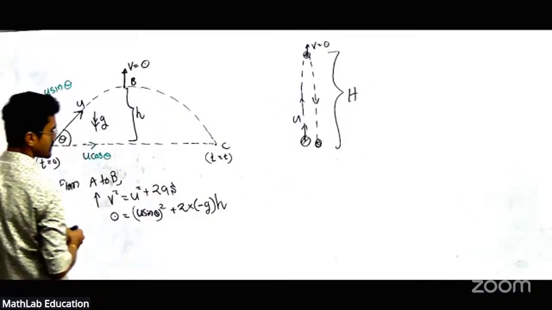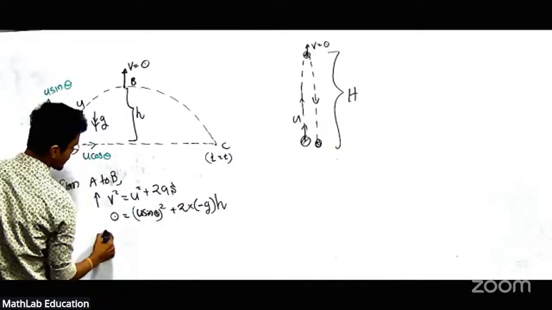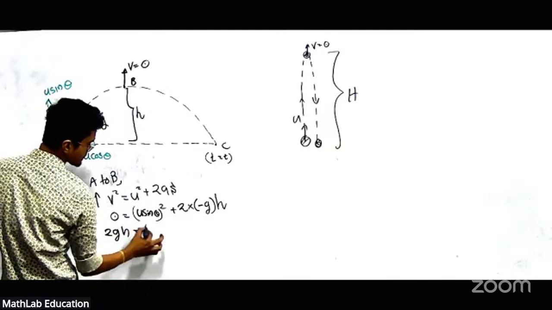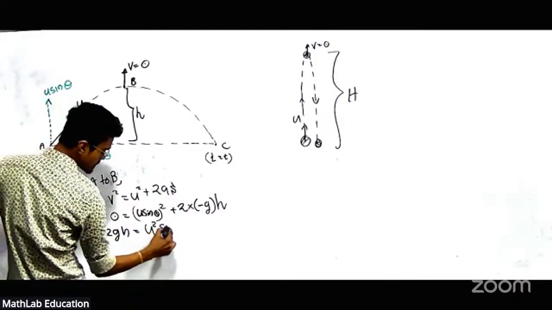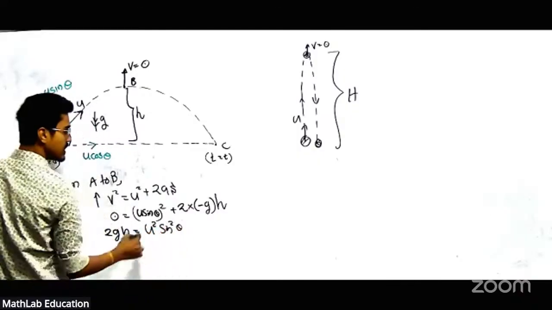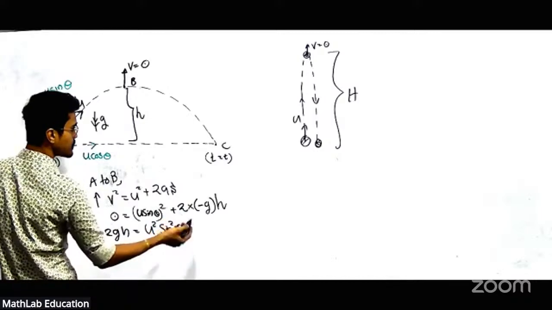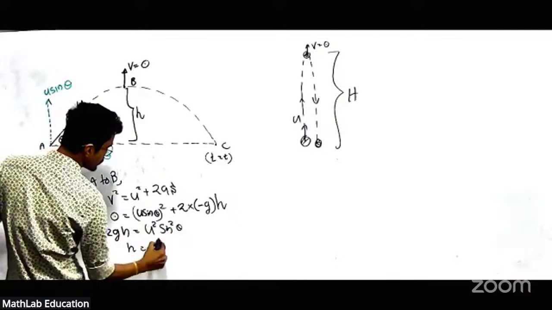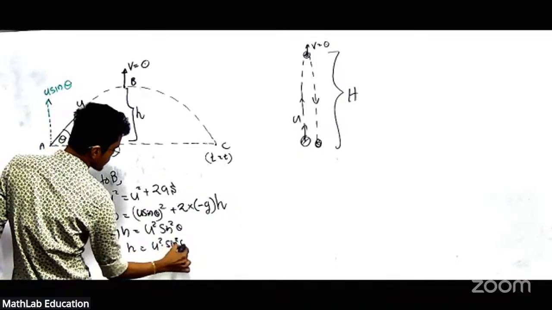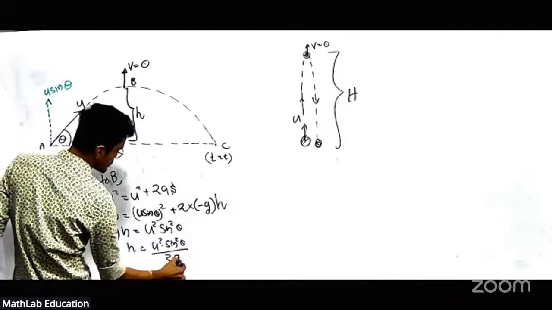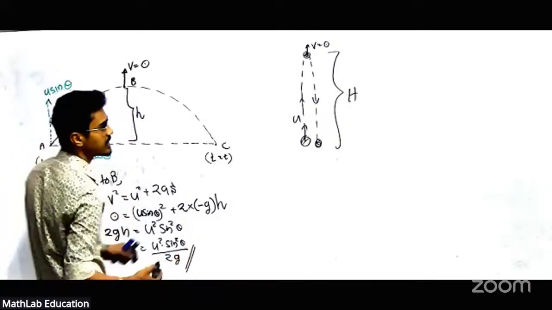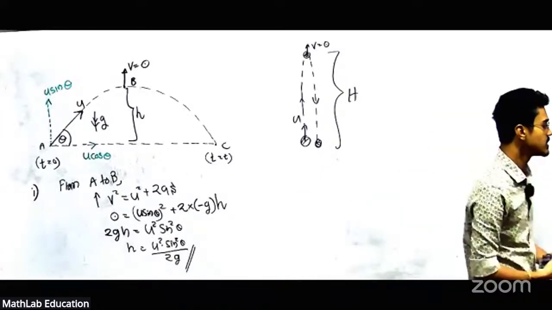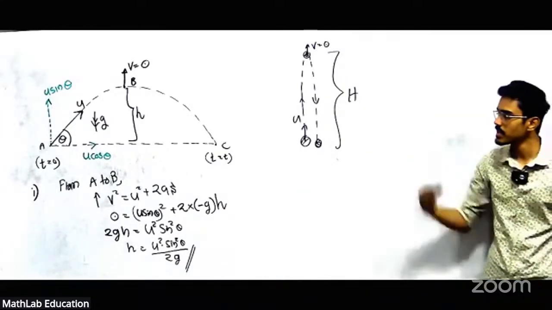Solve this. Minus 2gh can be written as 2gh on the other side. Don't substitute g because we are dealing with labels. If values are given as numbers, then you can substitute g as 10 and get the numerical value. Now h is u squared sin squared theta over 2g. So the maximum height reached by the particle is u squared sin squared theta over 2g.